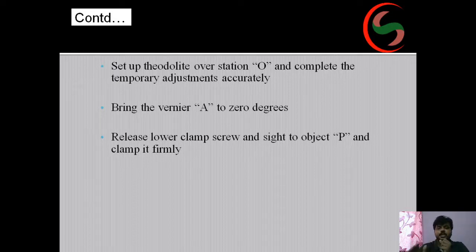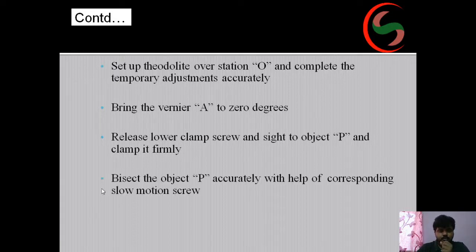Right? Now bisect the point P accurately with the help of the corresponding slow motion screw. What is this slow motion screw? Tangent screw. Okay, it is a tangent screw. Next, what you have to do?